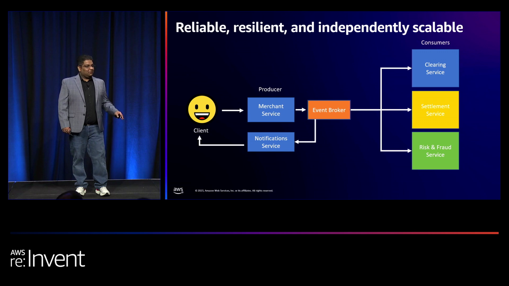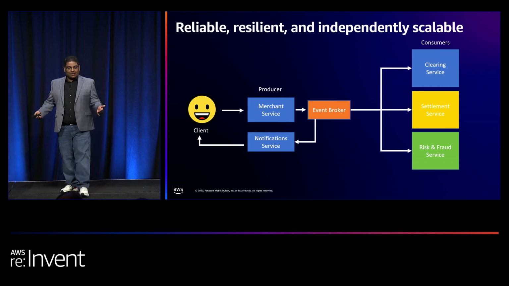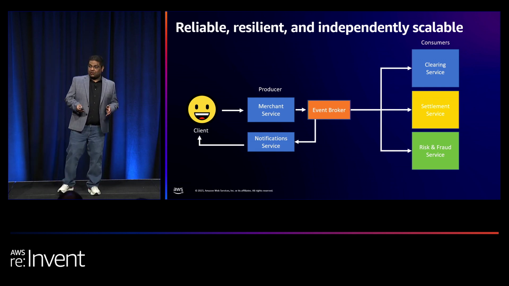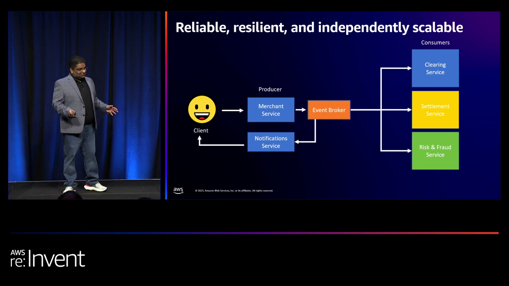What we saw with Nick's presentation was a reliable, resilient, and independently scalable system. If I have to redraw the diagram that I showed in the previous slide, the main part that comes into the picture when we talk about event-driven architecture is the event broker. The event broker here is responsible for decoupling the producers from the consumers, and that's where you get the flexibility. But there is a trade-off though.